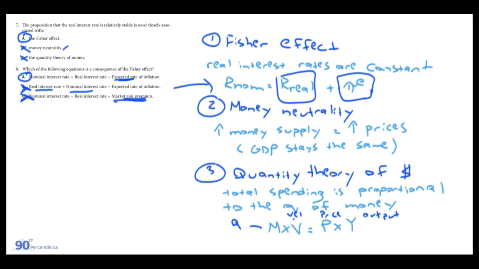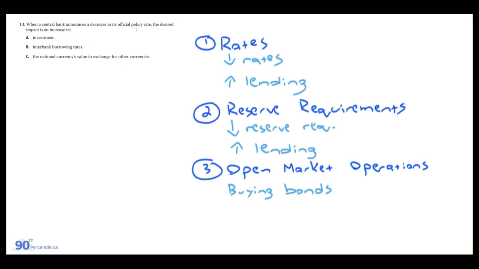When a central bank announces a decrease in its official policy rate, the desired impact is an increase in investment, interbank borrowing rates, or an increase in the national currency's value in exchange for other currencies. So really quickly, there's three main tools that a central bank has in order to enact either expansionary or contractionary monetary policy. One is setting interest rates, so its policy rate.